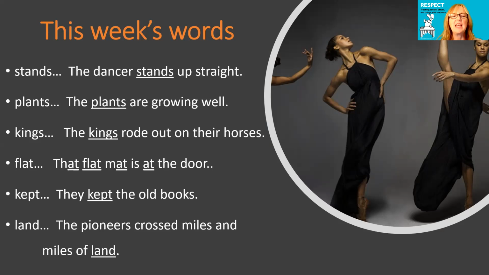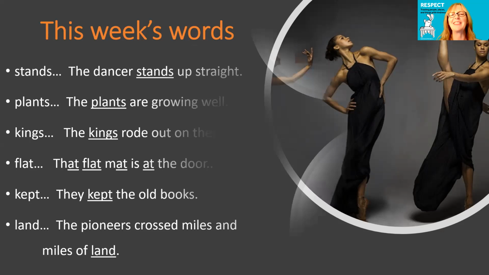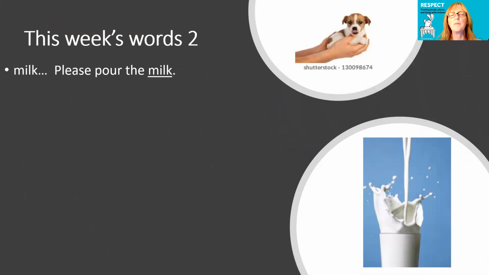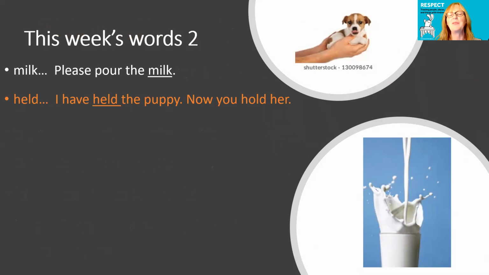Land. The pioneers crossed miles and miles of land, and here we see the word "and" again, just like in stand, sand, band, lots of words that end in that "and" sound with that consonant cluster at the end. And then here we have milk. Please pour the milk. Try not to spell it like they are probably doing. Held. I have held the puppy. Now you hold her. Held.